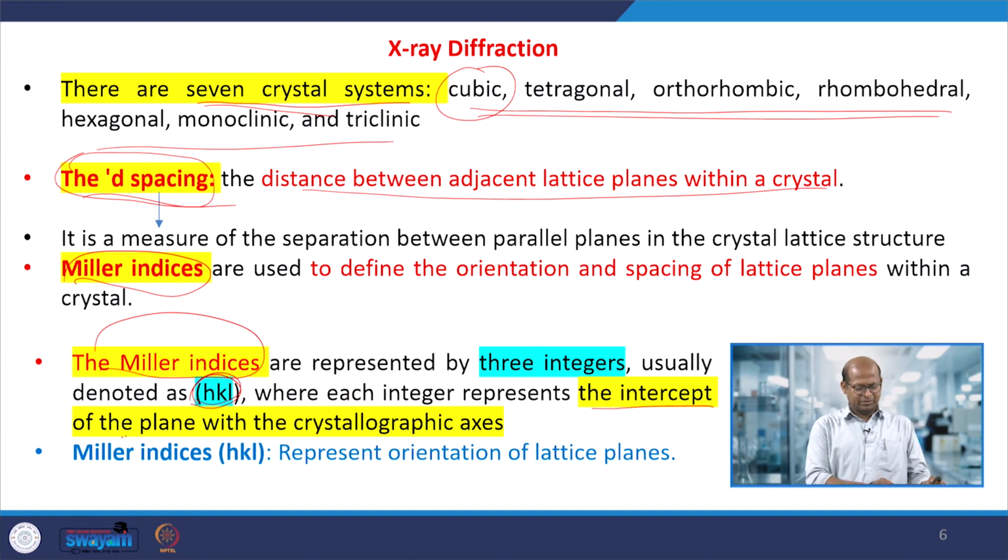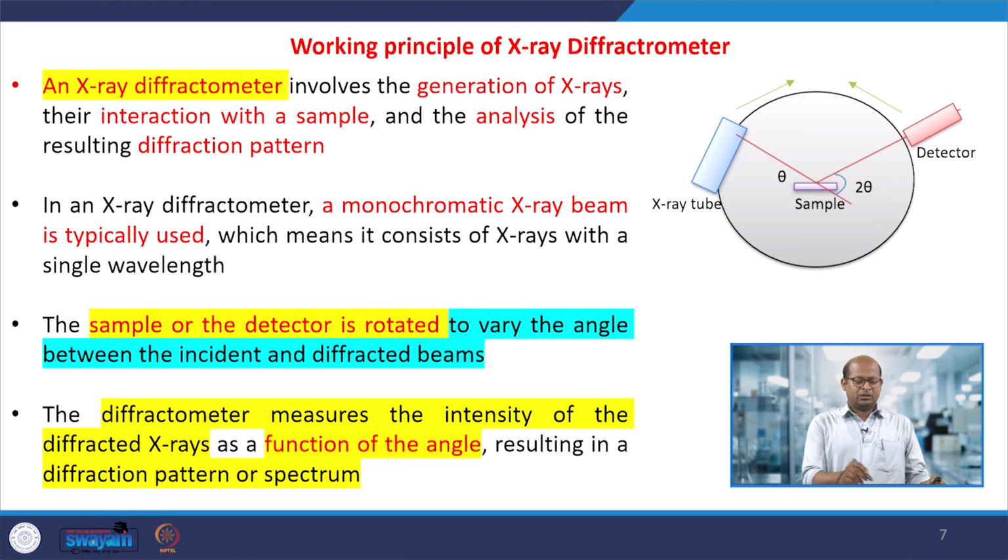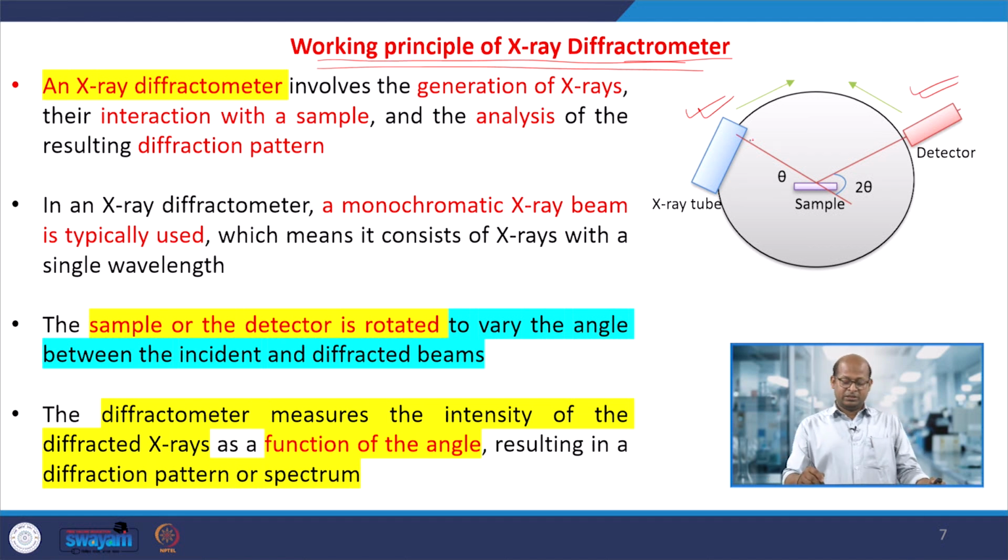I have already discussed this in the previous class also. That is basically the intercept of the planes with the crystallographic axis. So in X-ray diffraction equipment, how does it work? In the equipment there is an X-ray tube, which is the source of X-ray. One detector is there. Monochromatic X-ray from the source will fall over the sample, and it will be diffracted.